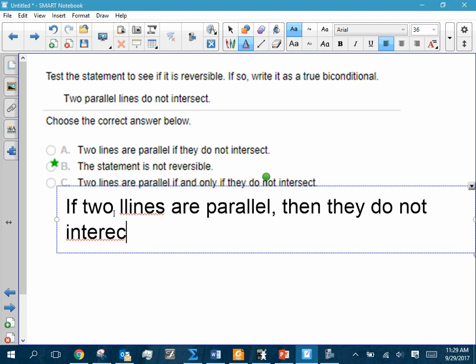Huh? Interact? There you go. That's not right either. There you go. Would that be true or false? That'd be true, right? Okay.